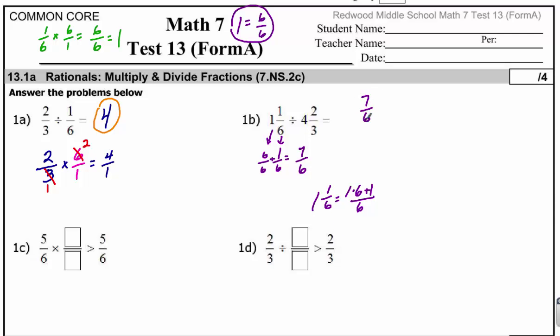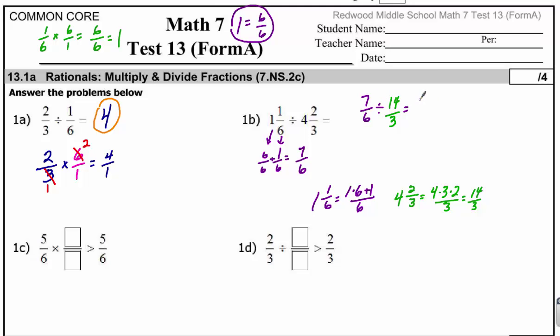So we've got 7/6 divided by, we do the same thing with the 4 2/3. So for 4 2/3, that would be 4 times 3, that tells you how many thirds there are in the whole number 4, plus 2 more. So 4 times 3 is 12, plus 2 more is 14/3. So we'd be dividing by 14/3. Now, just like last problem, we're going to actually multiply by the reciprocal.